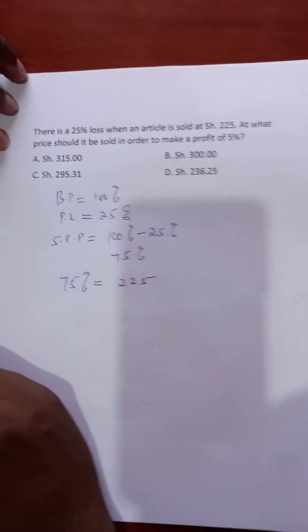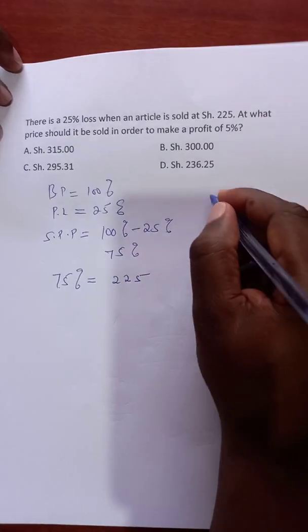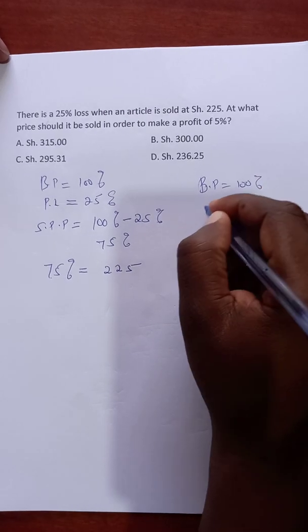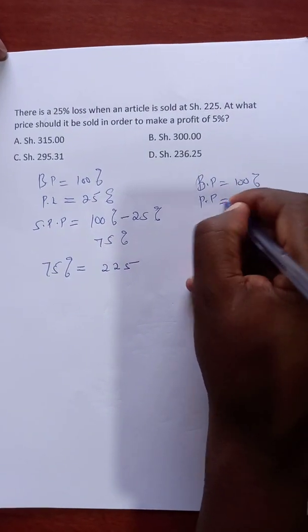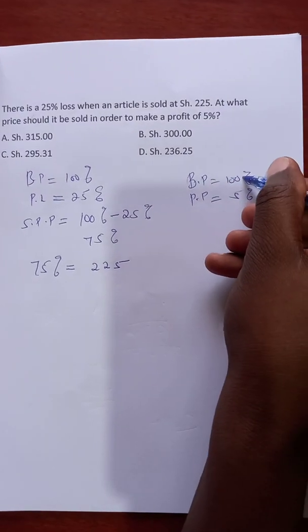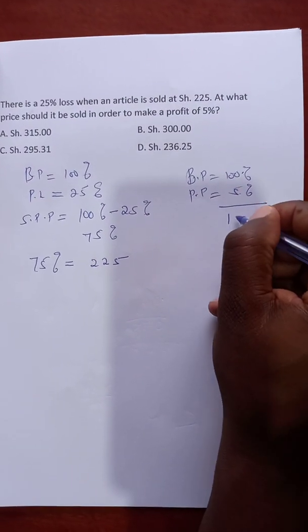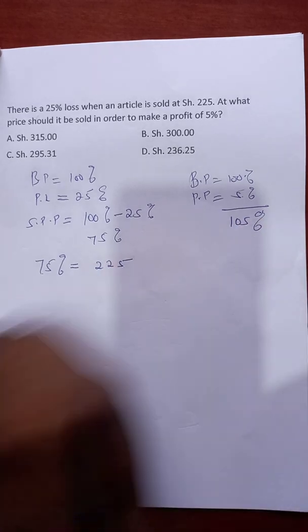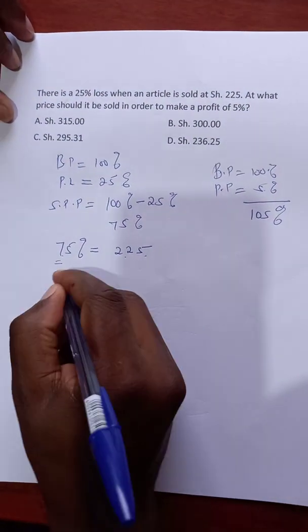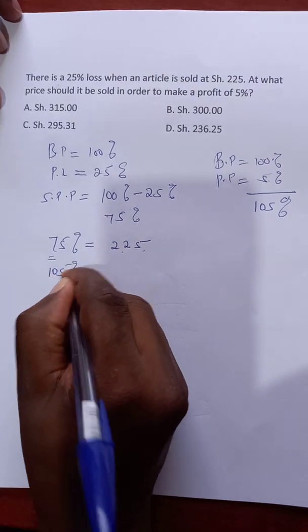Remember, profit is increase in price. The buying price again is always 100%. We have percentage profit of 5. So what will be the selling price percent? It is 100% plus 5%, which gives you 105%. So if 75% is equals to 225, what about 105%?